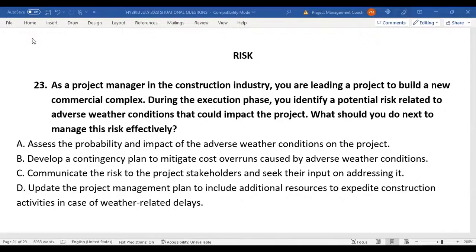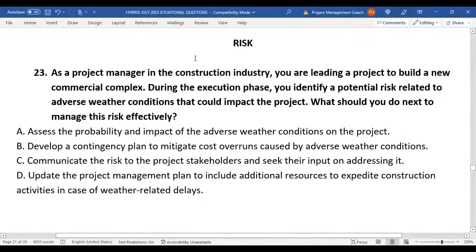All right, well, let's take a look at the options here. You have A, assess the probability and impact of the adverse weather conditions on the project. You have B, develop a contingency plan to mitigate cost overruns caused by adverse weather conditions. You have C, communicate the risk to the project stakeholders and seek their input on addressing it. And you have D, update the project management plan to include additional resources to expedite construction activities in case of weather-related delays.